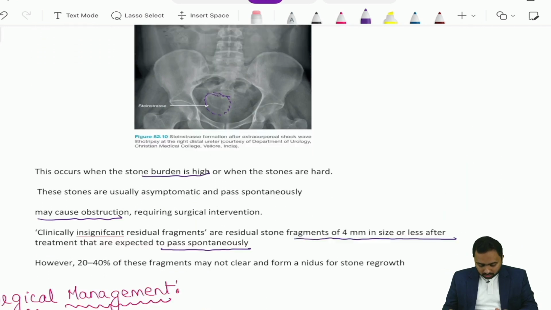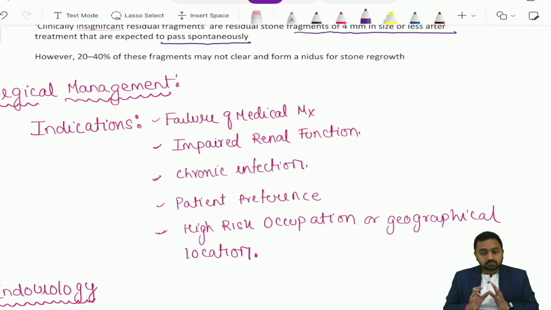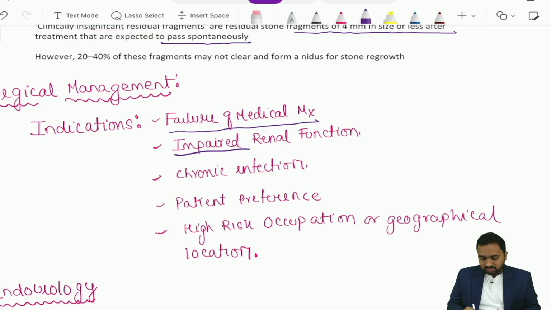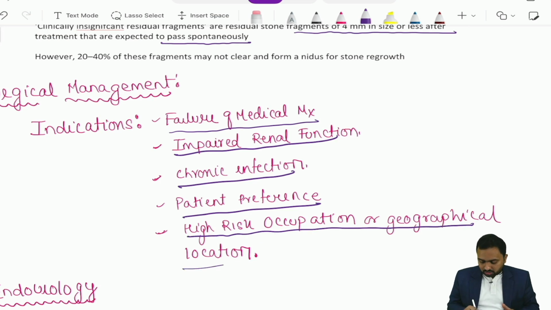Right. Now your other surgical management would include mainly your endourological management, but when would you do it? When you have failure of medical management, impaired renal function, a chronic infection, if the patient does not want to go for a medical treatment and does not want to stay on this large follow-up, and high risk occupation or geographical location where you would not treat the patients medically but rather go for an immediate surgical intervention.